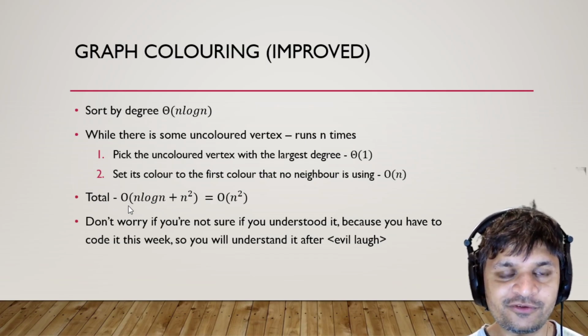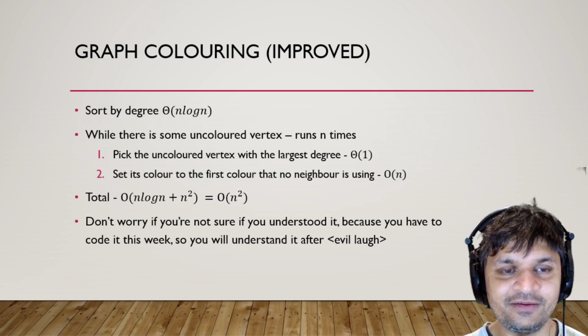So the total cost is going to be big O of n log n plus n squared, which is going to give me big O of n squared. Okay, because the smaller term is going to disappear in the limit, right? So asymptotically, n log n doesn't matter when we have an n squared term.